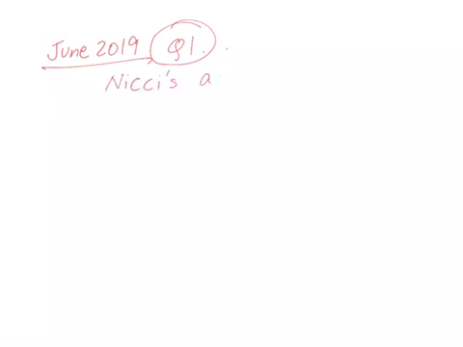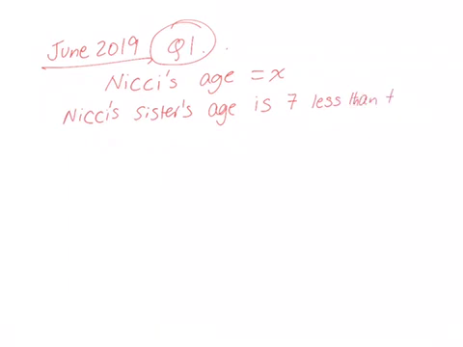Now we have June 2019 question 1. Let's solve that. Now they've given us two things, right? They've told us Nikki's age is X. And they've told us Nikki's sister's age. Nikki's sister's age is 7 years less than twice Nikki's age. Right? So we've got some information.